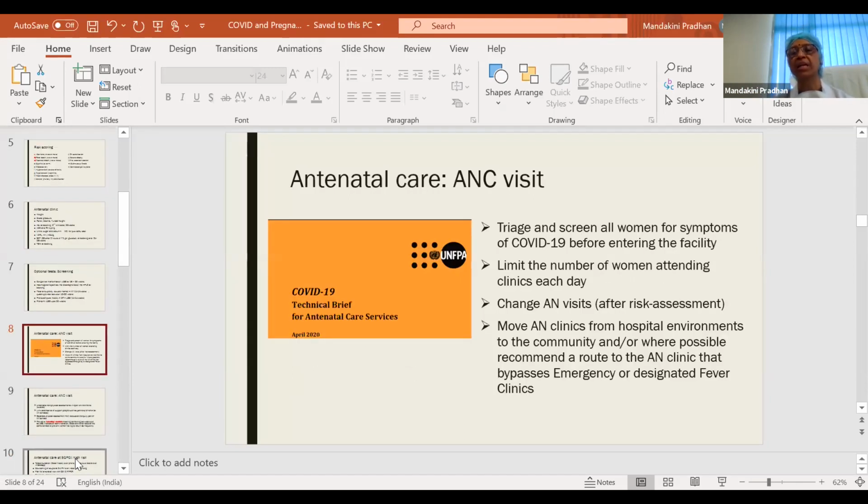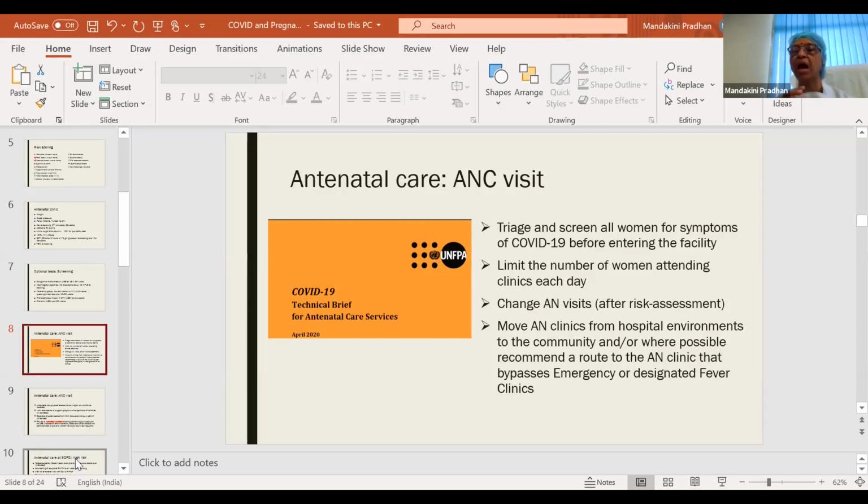Different guidelines are there, and one of them, Dr. Sonia, you shared just before this meeting. The guidelines say that you have to triage or screen all patients before they enter your facility, and limit the number of women attending the clinic each day. Hence in our OPD we have extended our OPD days so that we see fewer patients per day. Then change antenatal visits after risk stratification, as I told you.